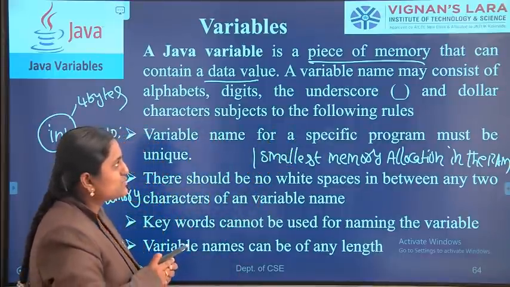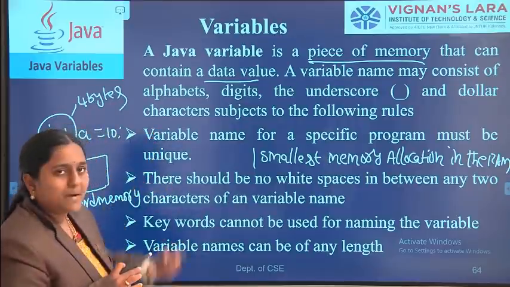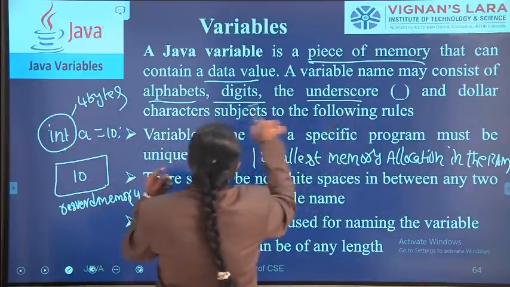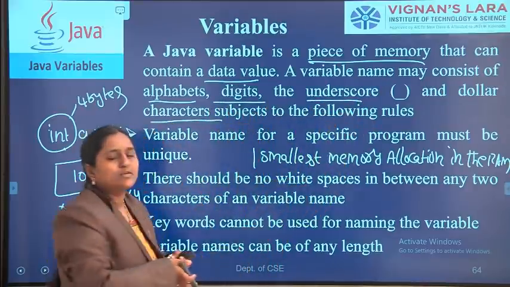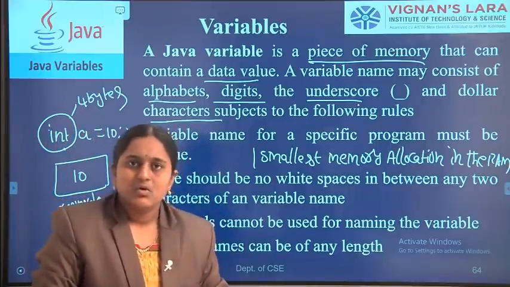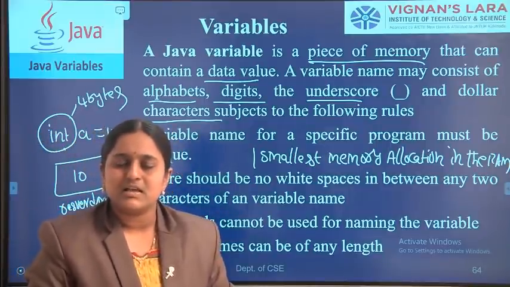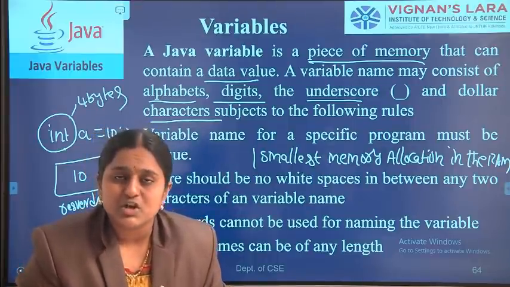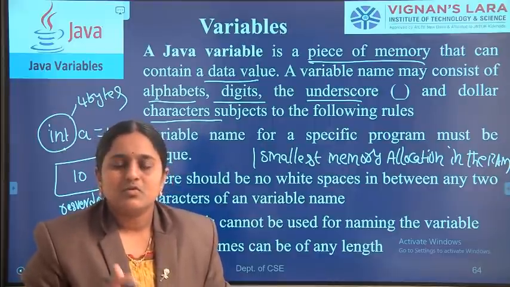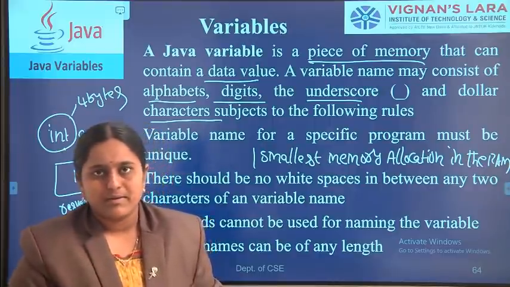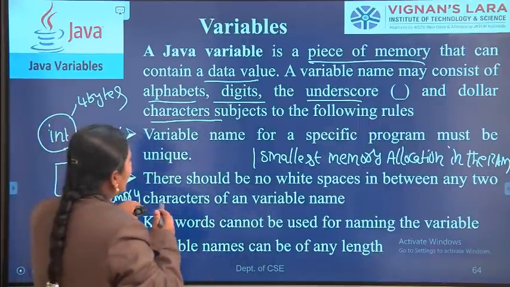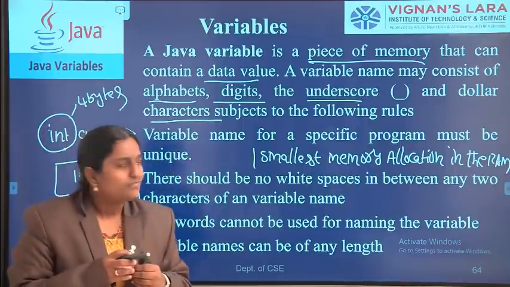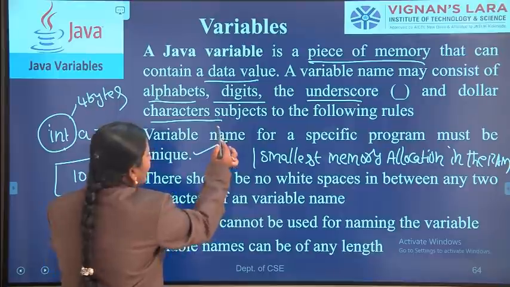Coming to the next point, a variable name may consist of alphabets, digits, underscores and dollar characters, subject to the following rules. A variable name can be anything: alphabets, digits, underscores. But the first letter of a variable name should start with an alphabet. These are the rules. Also, a variable name for a specific program must be unique.